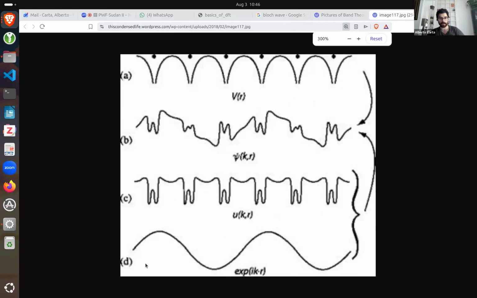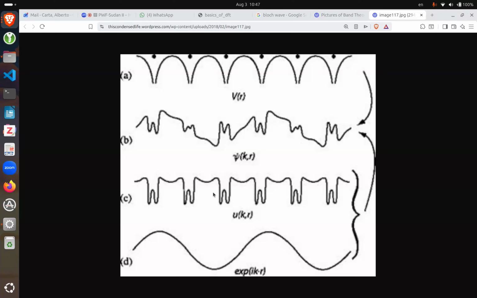The free electron is this sine wave. Then you have the u of k, and the full wave function is basically the product of these two. The full wave function is then something more complicated, but Bloch theorem basically means that you can decompose it in this way. Is this understandable? Yes, very much. Thank you.